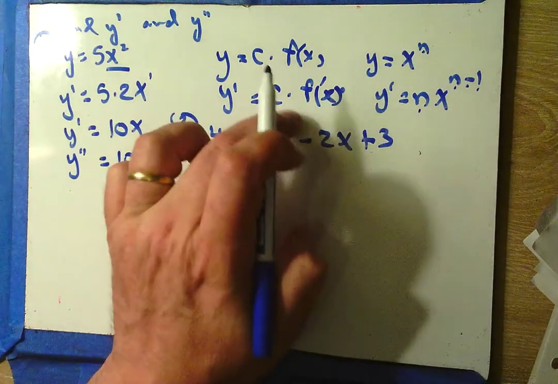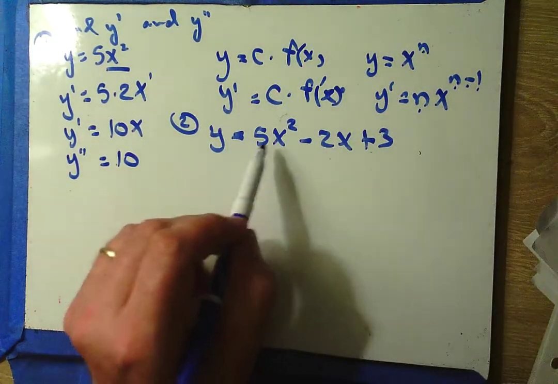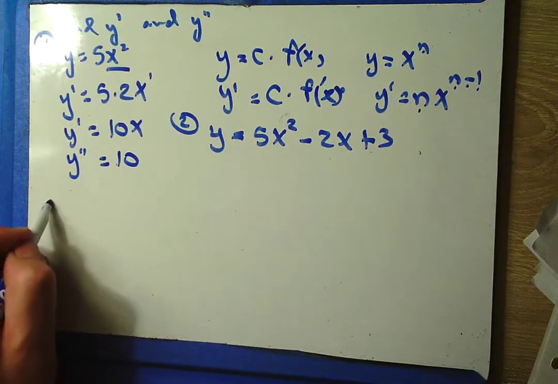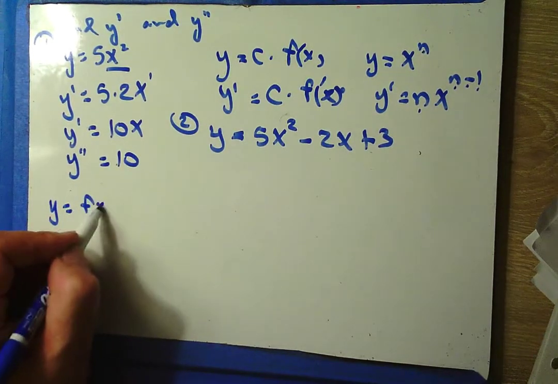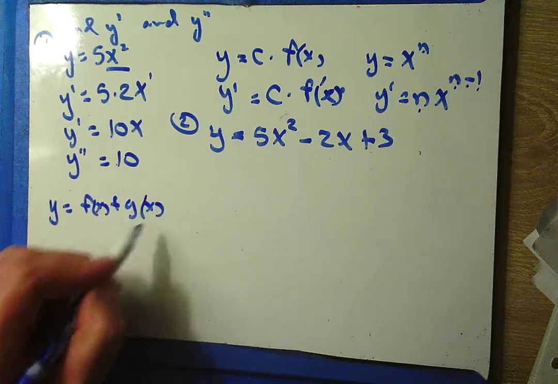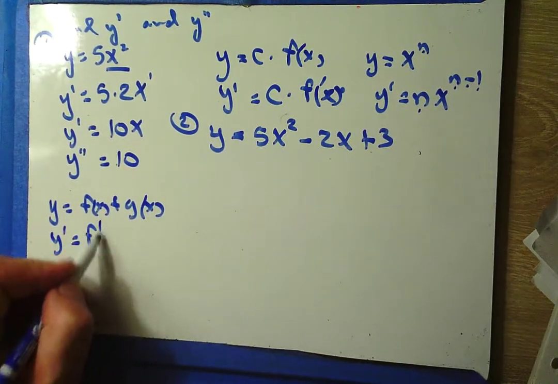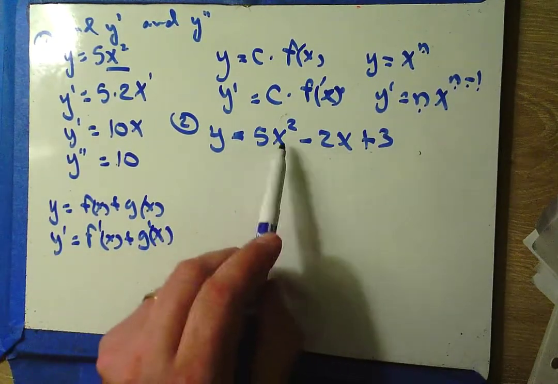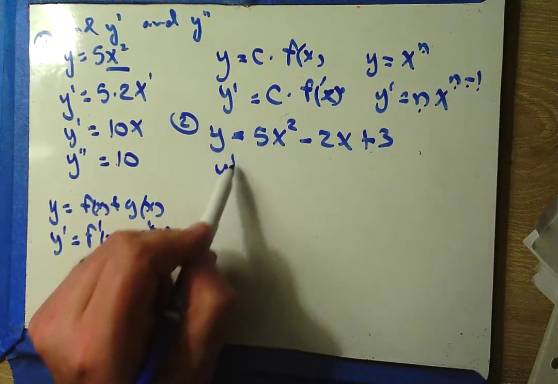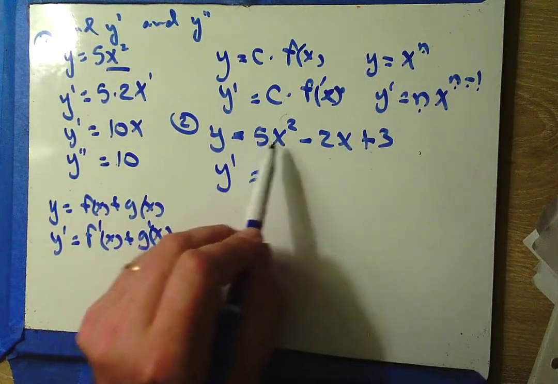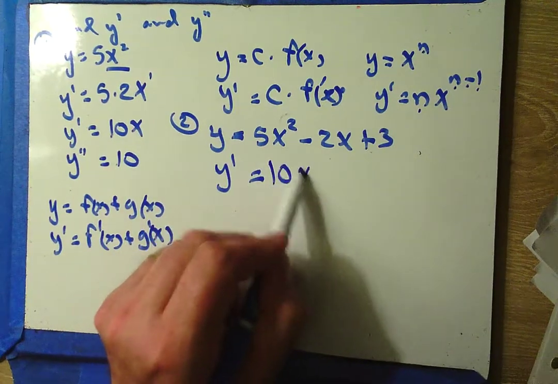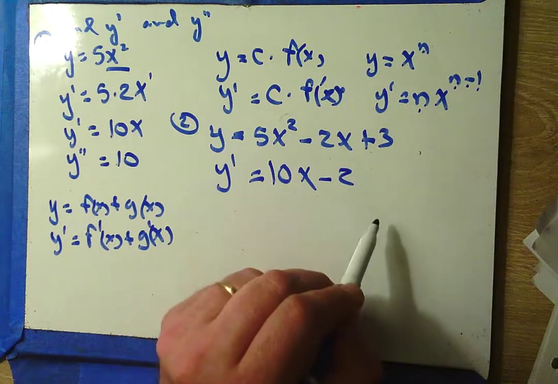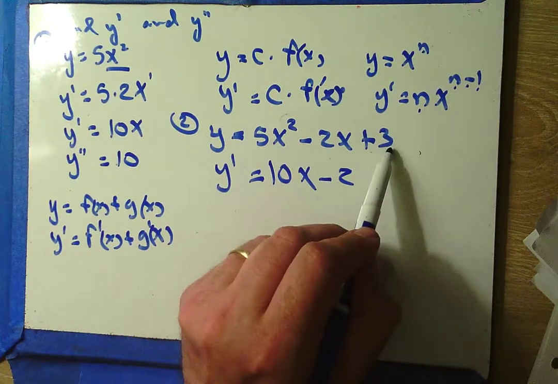Well, here we've got the derivative of a bunch of little functions tied together. Remember when we said yesterday, if y equals f of x plus g of x, then y prime is f prime of x plus g prime of x. And so really I just need to take the derivative of each of these pieces. So y prime, we know the derivative of 5x squared because we just did it, 10x, and the derivative of this linear function, negative 2x, will be minus 2. The derivative of a constant, of course, is 0.